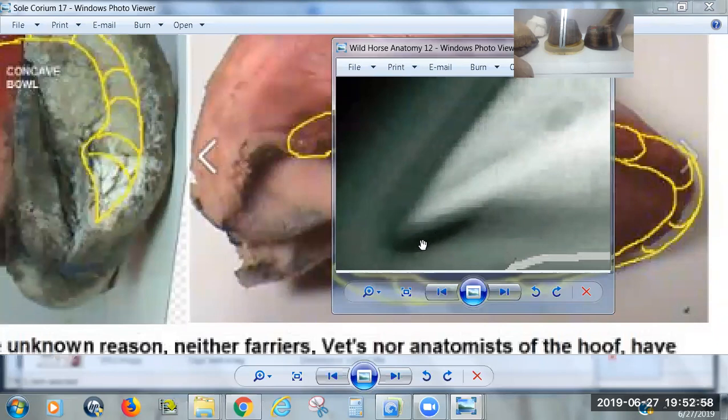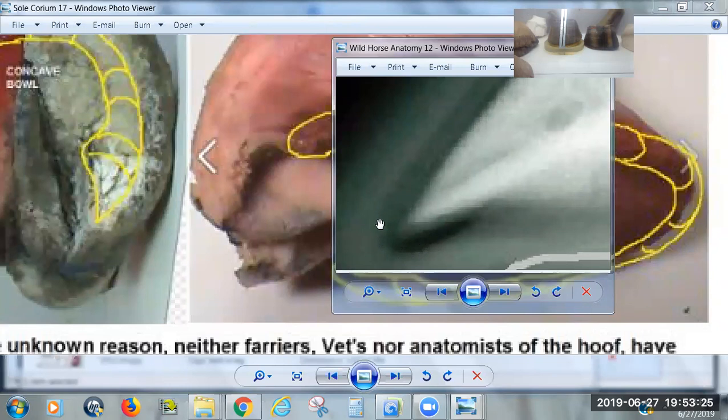See, this is sole corium. This is not this black part here. That's not sole. That's sole corium. That's this soft cushiony stuff here. See? And this is lamina down to about here. But then all around the tip of this bone is sole corium. And then the sole doesn't start growing until right here.